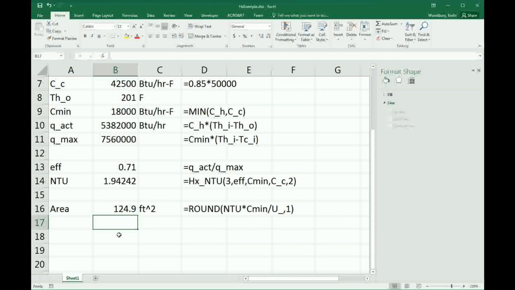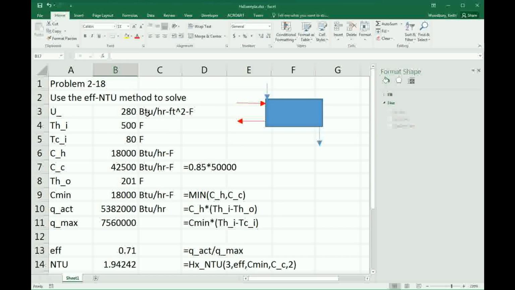The second part of this problem is a little more interesting. It asks us to develop a plot showing the outlet temperatures of the water streams, cold and hot water streams out, cold oil out and hot water out, if the water flow rate varies from the 24,000 down to 0. And it says we should assume that the overall heat transfer coefficient remains the same, the given 280 BTU per hour per foot squared per degree Fahrenheit.